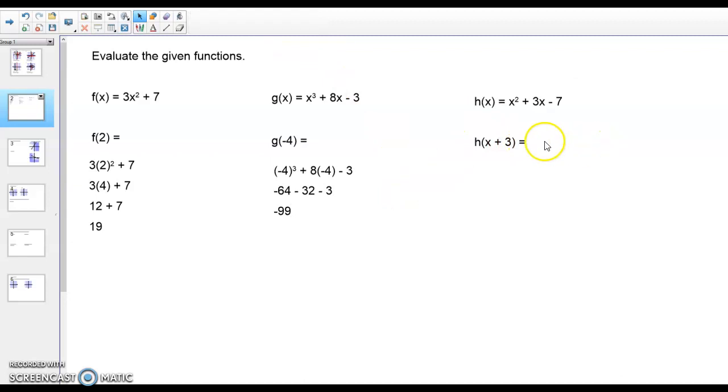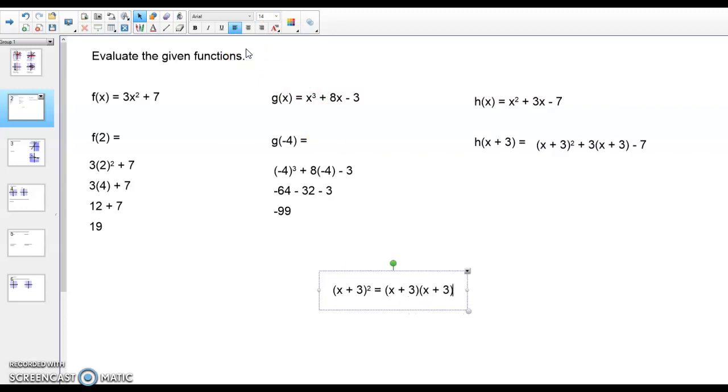When you're given an expression such as this, you have to put the expression in wherever you see x. So it becomes (x plus 3) squared plus 3 times (x plus 3) minus 7. And I'm going to do it off to the side, but the (x plus 3) squared has to be FOILed out. So (x plus 3) quantity squared has to be (x plus 3) times (x plus 3). And now when I FOIL that, x times x is x squared.